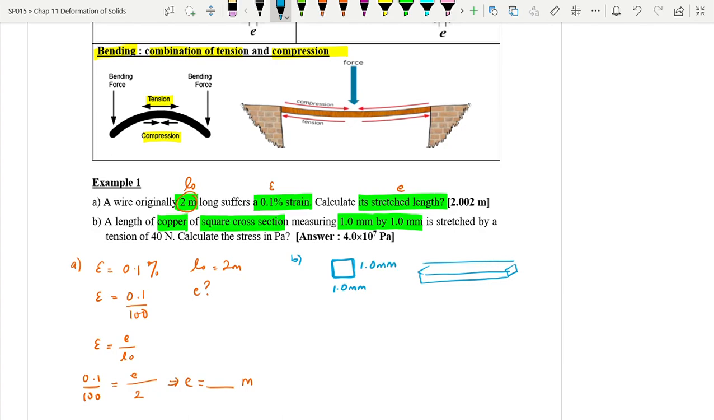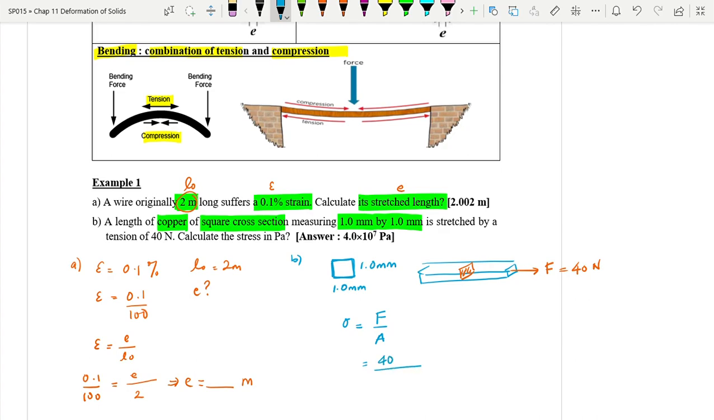So we can calculate the area here, which is stretched by a tension of 40 Newton. So force mesti 90 degree to the area. So ini area, 90 degree. Our force ataupun tension is 40 Newton. Calculate the stress in Pa. Okay, so stress punya unit adalah sigma, force over area. So dia minta kita cari stress, force is given.